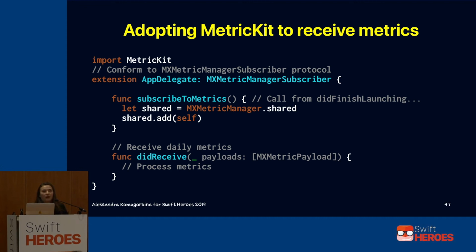So, how can we adopt MetricKit to receive metrics? You conform to the MXMetricManagerSubscriber protocol, and you choose a place where you want to receive metrics. It's probably wise to do it in the app delegate because it's the entry point of your app. You have the singleton MXMetricManager, and you add yourself as a subscriber.